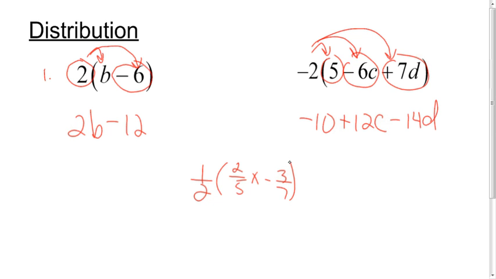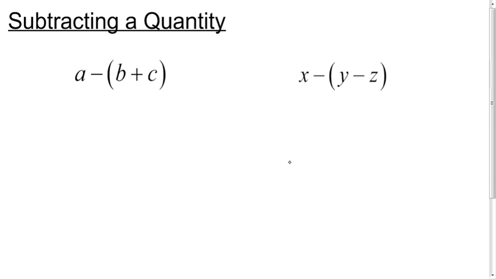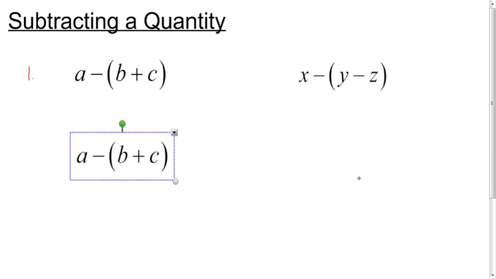Okay, so here we have subtracting a quantity. We have a minus the quantity b plus c, in this first example. Now, I'll clone this problem and show you. I'm going to do it both ways here. Both get you the right answer. I think one's better than the other, but I'll leave it to preference.